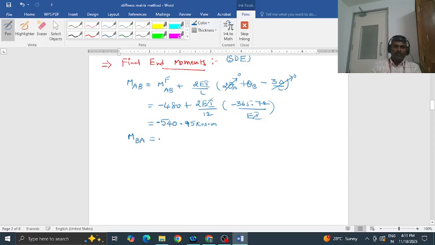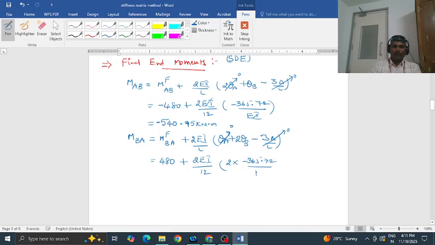So similarly, MBA we can calculate: MFBA plus 2EI by L times theta A plus 2 theta B minus 3 delta by L. So this is 0, no settlement. This is a fixed support, so theta A is 0. Writing this, plus 480 plus 2EI by 12 times 2 theta B, minus 365.72 by EI. Which will work out to 358.1 kilonewton meter.